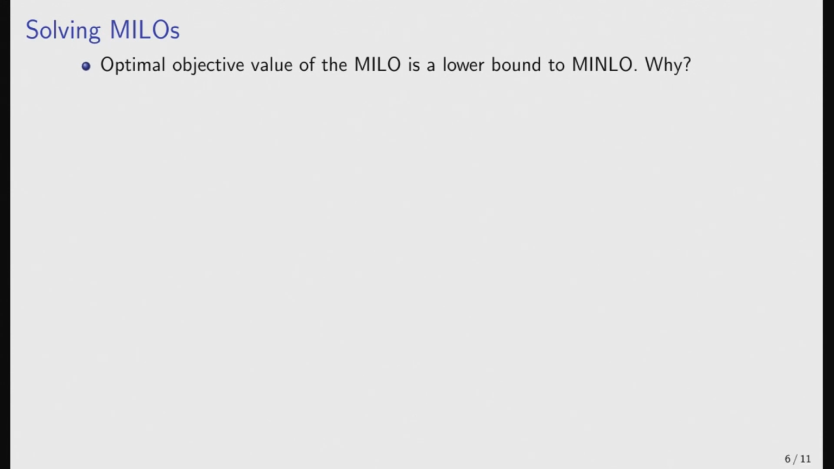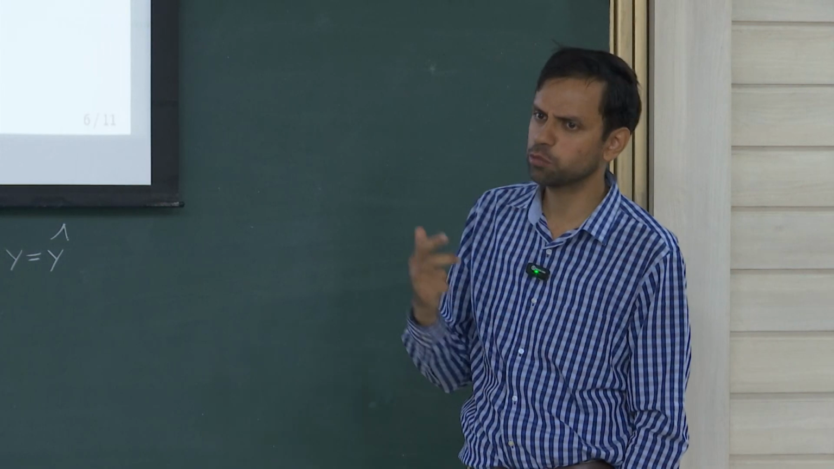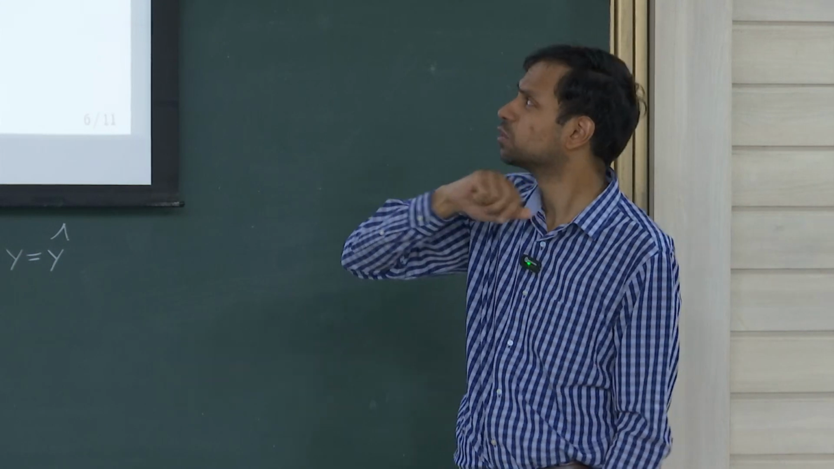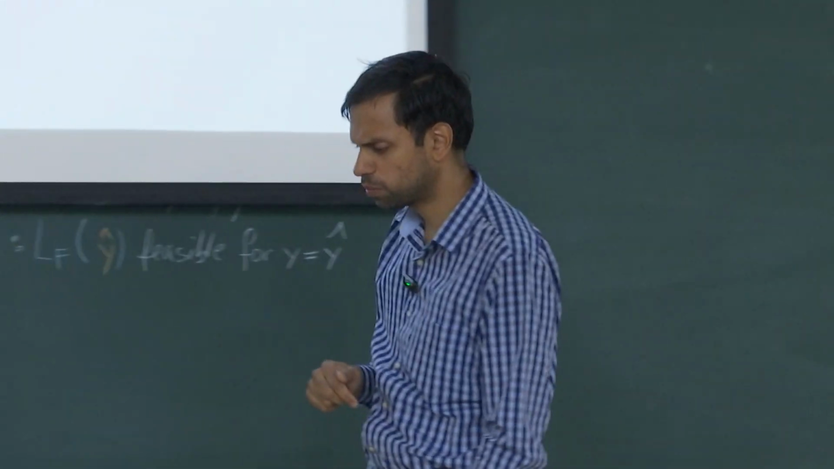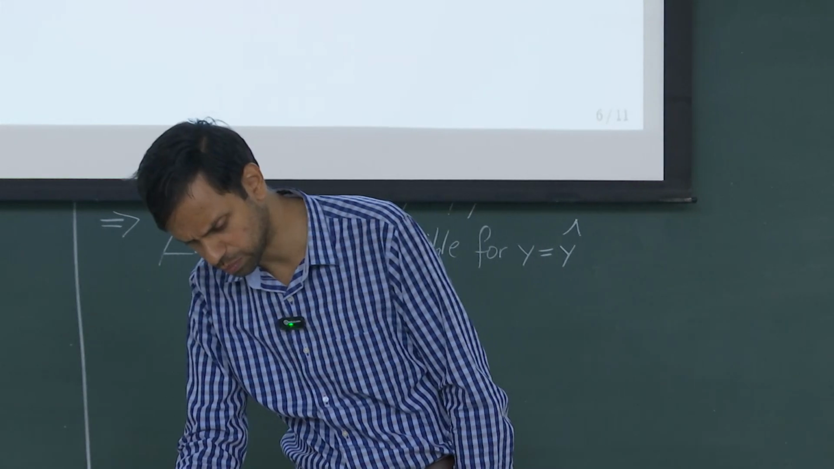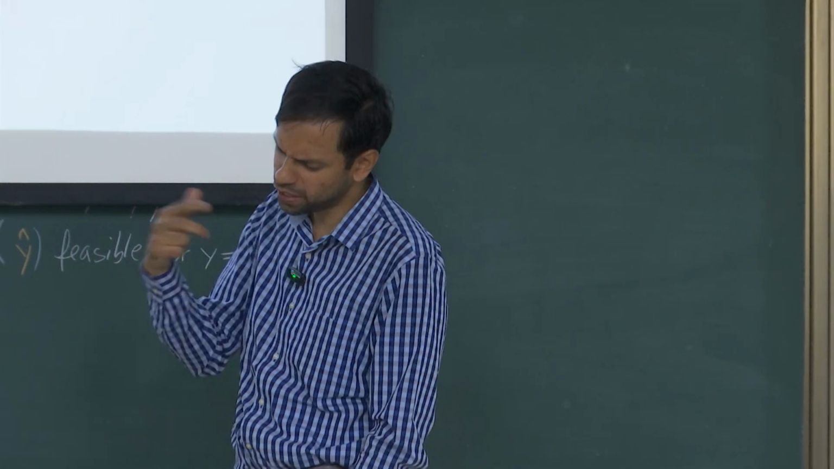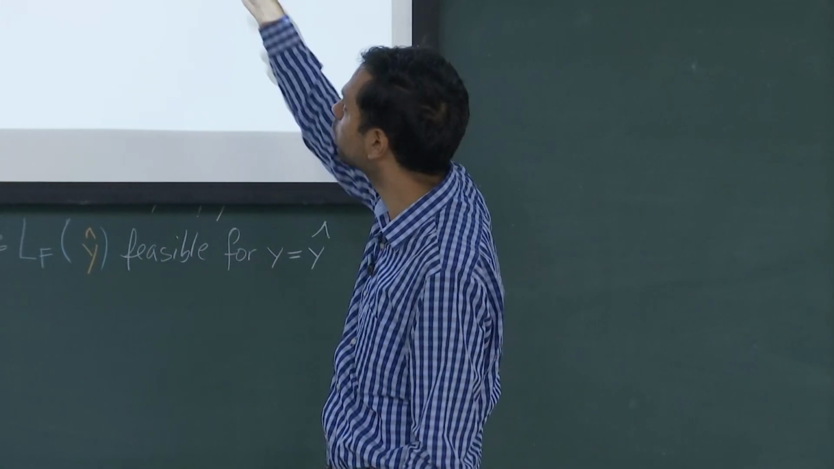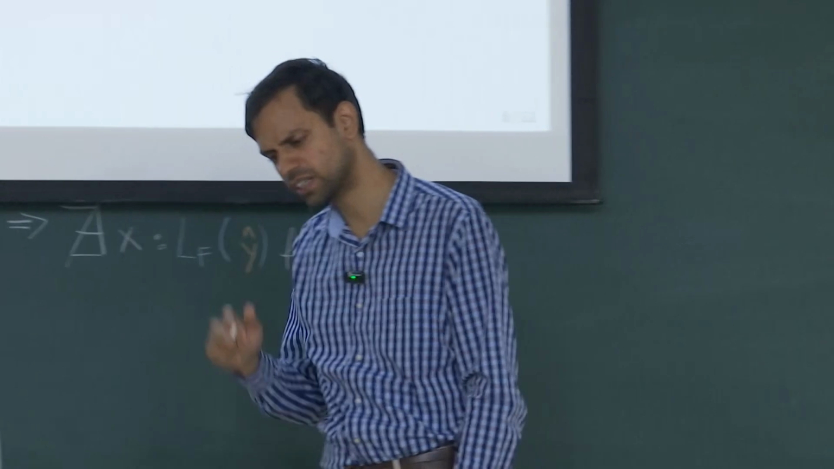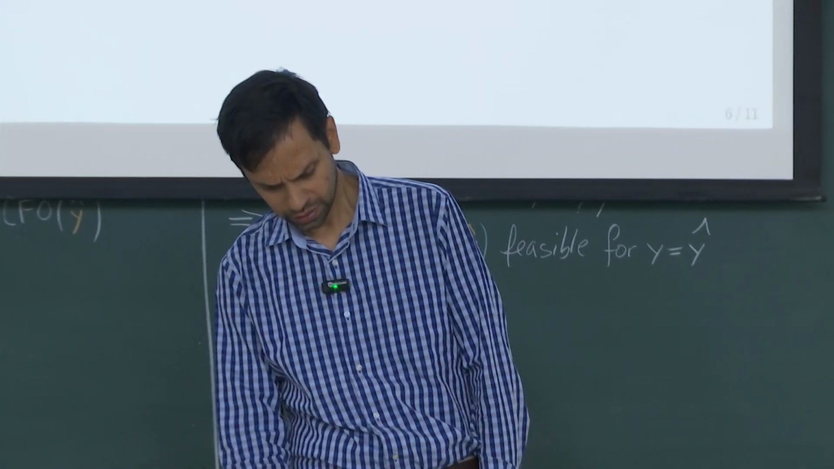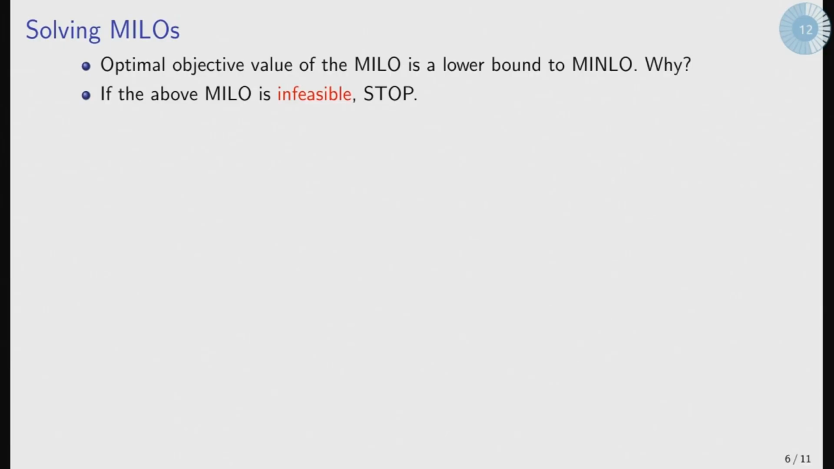Why? Because it's a relaxation. I have removed some constraints from my model. So whatever is the solution of the MINLO is also a feasible point to this MILO, and that is why it's a relaxation. Okay. And the corollary is that if this MILO happens to be infeasible, then the original model is also infeasible. Okay. So then we can stop.